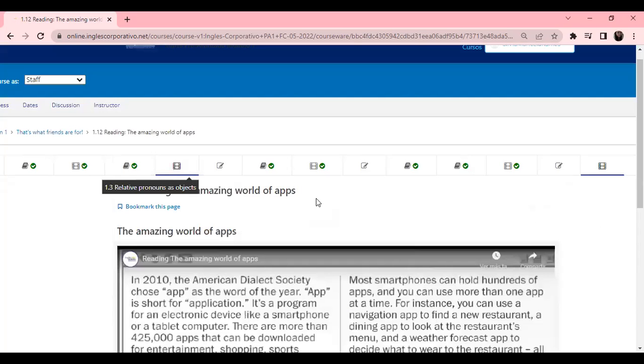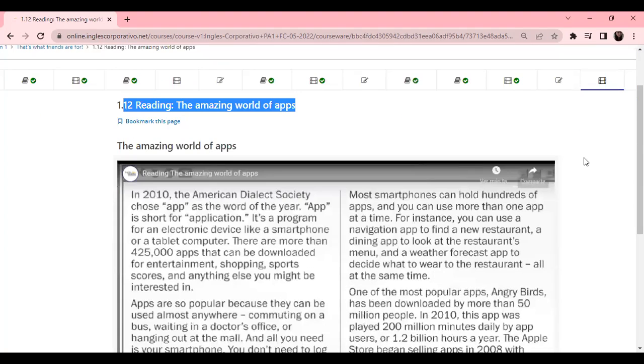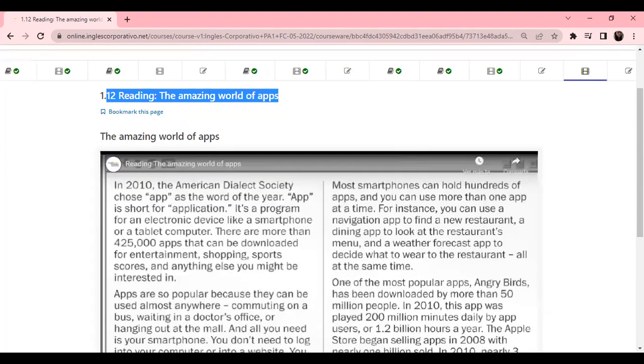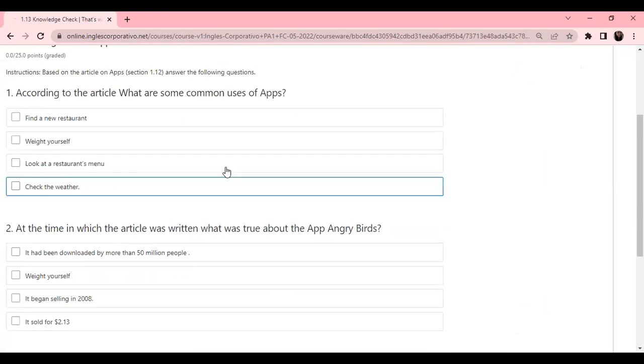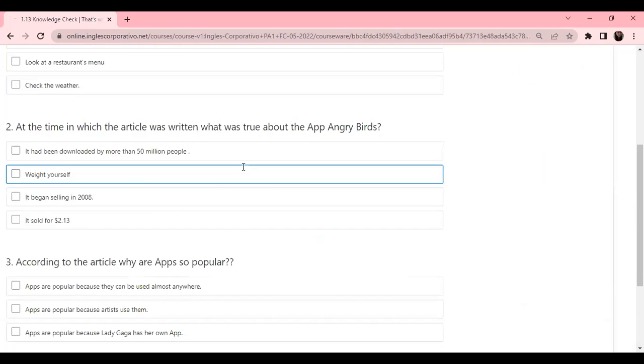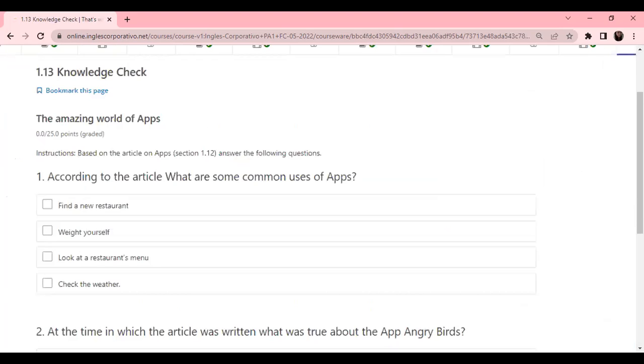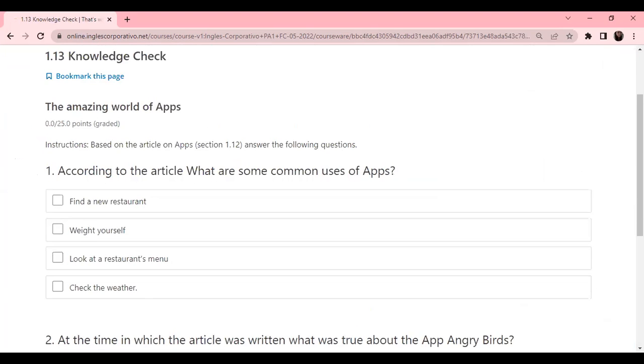The amazing world of apps. That's this reading. With this reading, we're going to do an activity. So we have here three very easy questions. I think these are easy. According to the article, what are some common uses of apps? Number one. Find a new restaurant.